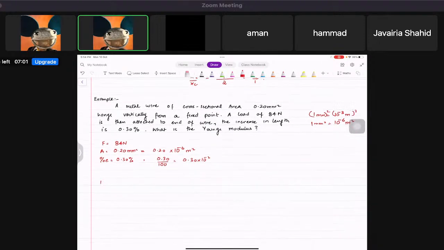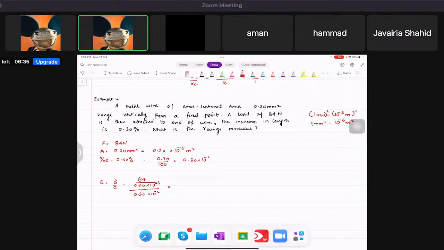Now, Young's modulus is given by stress over strain. Stress is force over area, which is 84 divided by 0.20 times 10 raised to minus 6. And this whole stress is divided by strain, because strain is already calculated, they've given it, so we don't need to do anything. When you put that in your calculator, be very careful, because if I were you, I would put it like this.